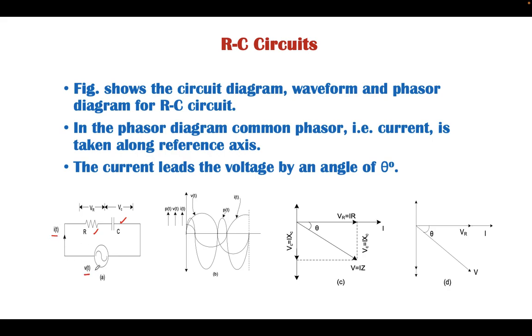v(t) is nothing but the sinusoidal function Vm sin omega t. The current is Im sin(omega t plus or minus theta). Because it is a capacitor, it will be plus, because the current will lead the voltage by an angle of theta.